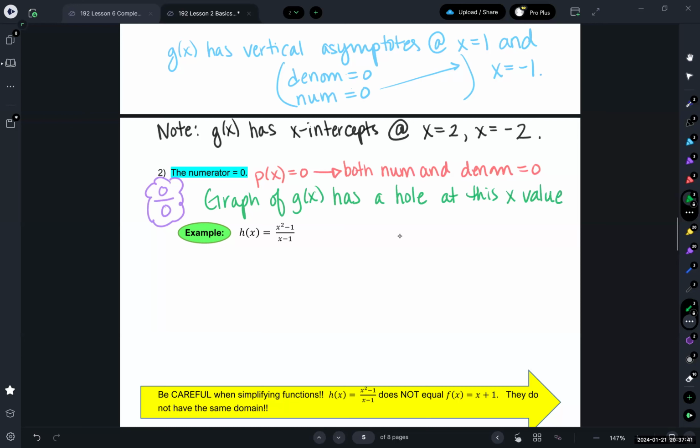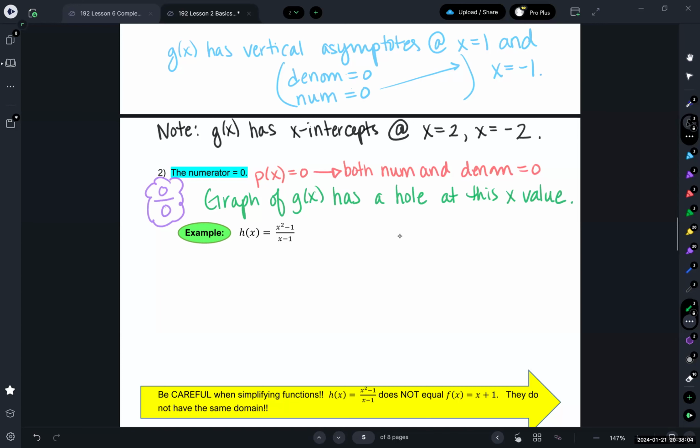Admittedly, you don't see this very often in pre-calculus, and that's because they usually give us functions in pre-calculus that are already simplified, but there's no rule that they have to be. And so if you have a function that's not simplified and there is a factor that cancels on the top and the bottom, that means your numerator and your denominator are both going to be 0 at that root.